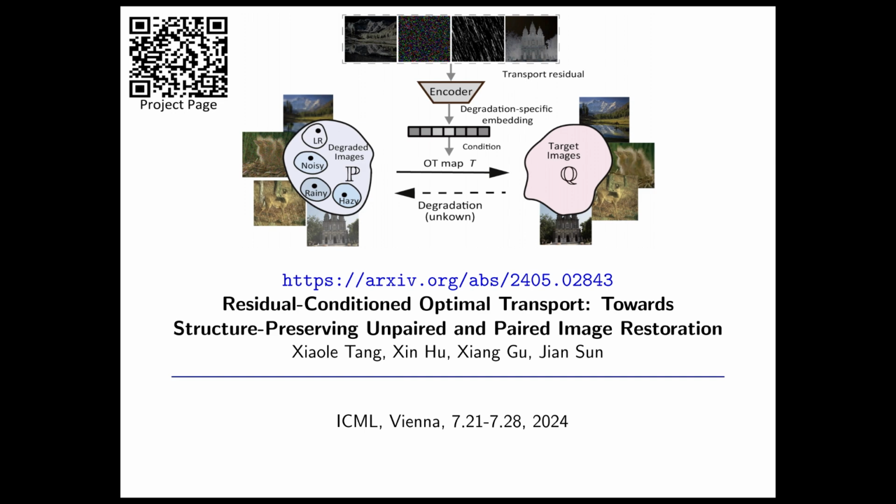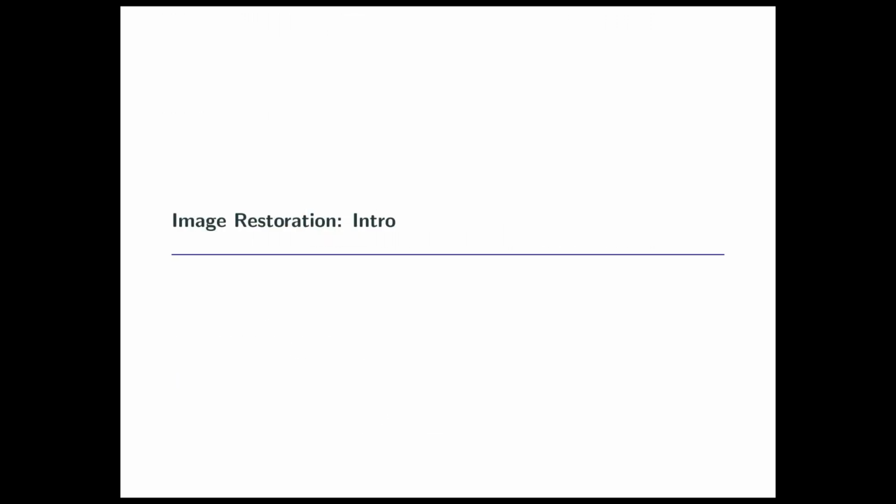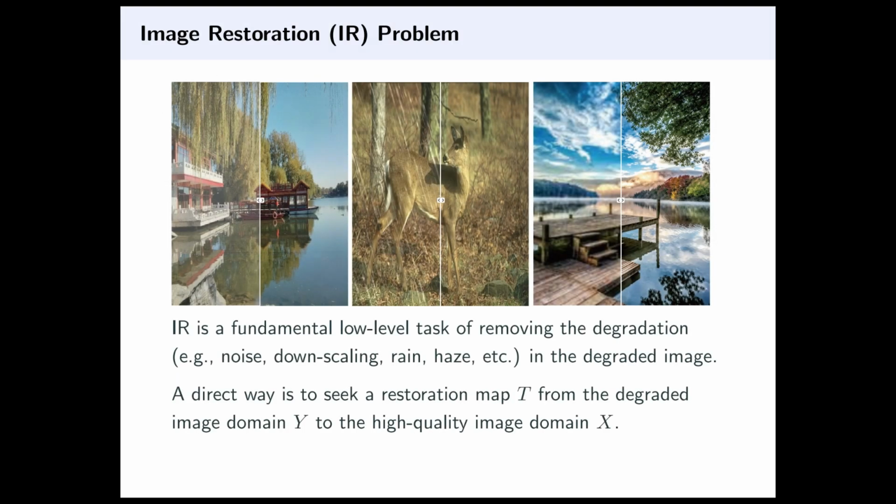Extensive experiments on multiple restoration tasks show that RCOT achieves competitive performance in terms of both distortion measures and perceptual quality, restoring images with more faithful structures as compared with state-of-the-art methods. Image restoration holds a fundamental position in low-level computer vision, aiming to address the degradation, e.g., most commonly noise, blur, rain, haze, low light, in a degraded image. A direct way is to seek a restoration map T from the degraded image domain to the high-quality image domain.